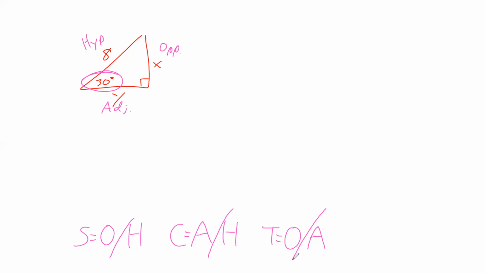Coming back up here. So again, we're starting off for x. X is opposite, 8 is our hypotenuse. Which one uses opposite and hypotenuse? So sine, right? So sine of our angle measure is equal to the opposite, x, over the hypotenuse, which is 8. So sine of 30 equals x over 8.